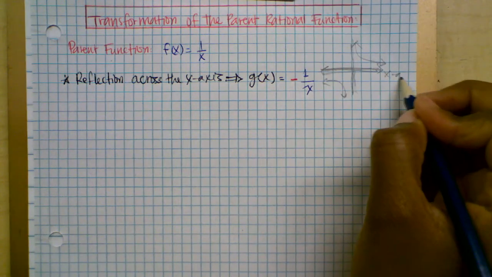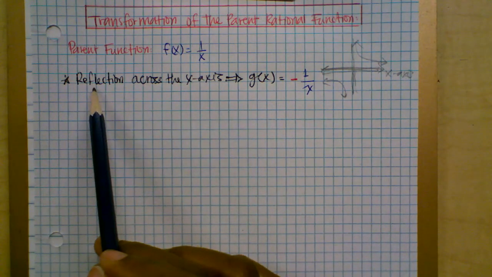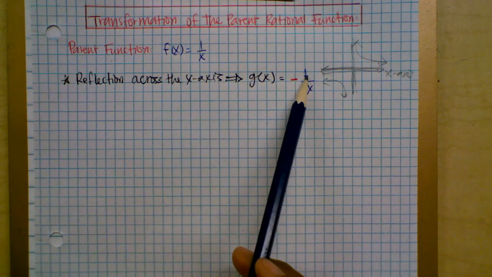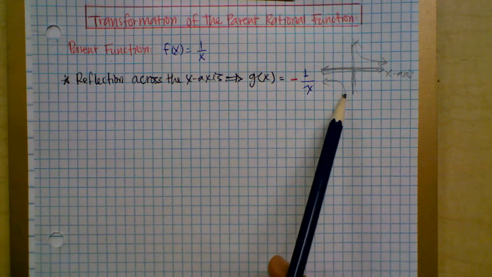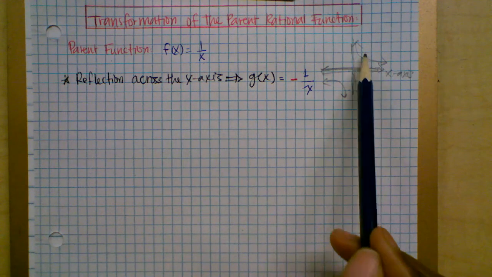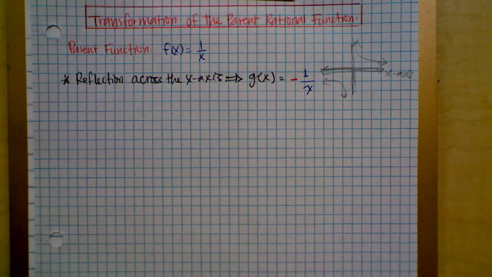Reflection across the x-axis. That's why the transformation is a reflection across the x-axis. Because you used to have positive y values, now you have negatives. And if you used to have negative y values, now you have positive. So it's going to reflect across the axis. Now let's do the transformation.